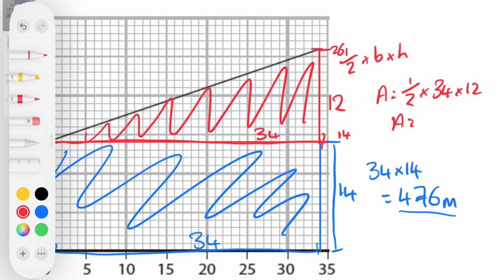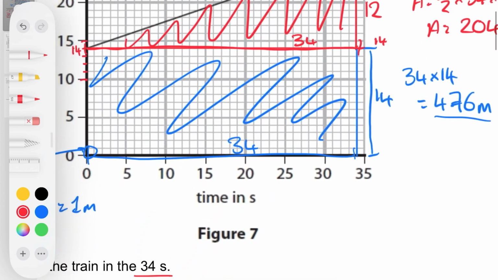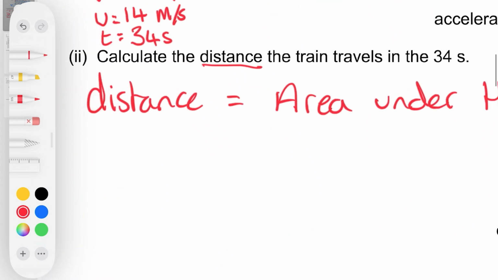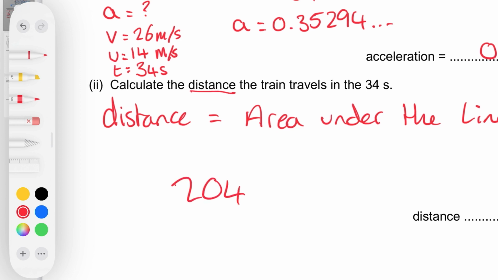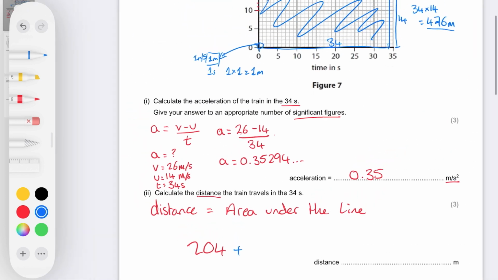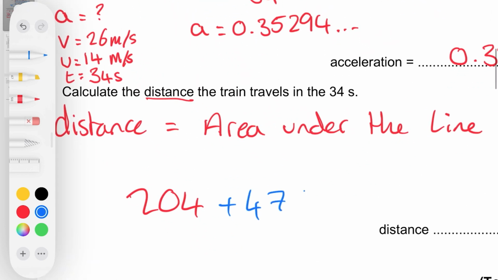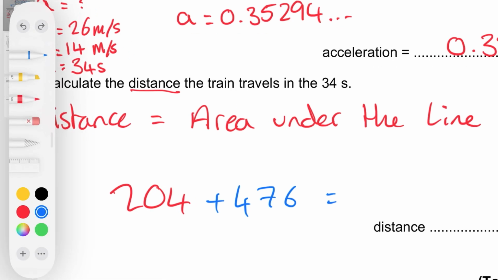So the area equals half times 34 times 12, which is 204 meters. So the total distance is adding those two numbers together. So total distance is 204 plus 476 equals 680 meters.